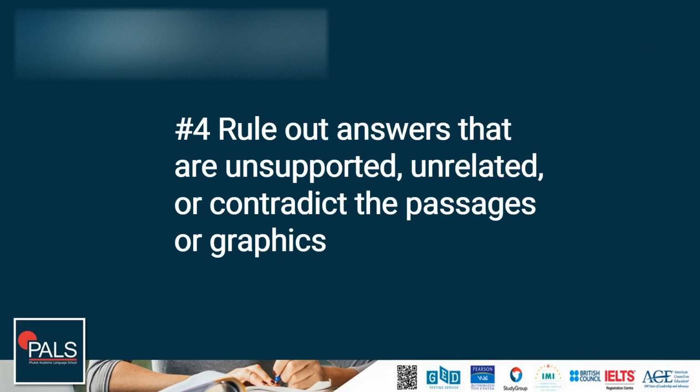Number 4, rule out answers that are unsupported, unrelated, or contradict the passages or graphics. When you read the questions first, see if they are just totally unrelated or if they have the opposite meaning and contradict it. This will help us with the process of elimination or making a carefully selected correct answer.